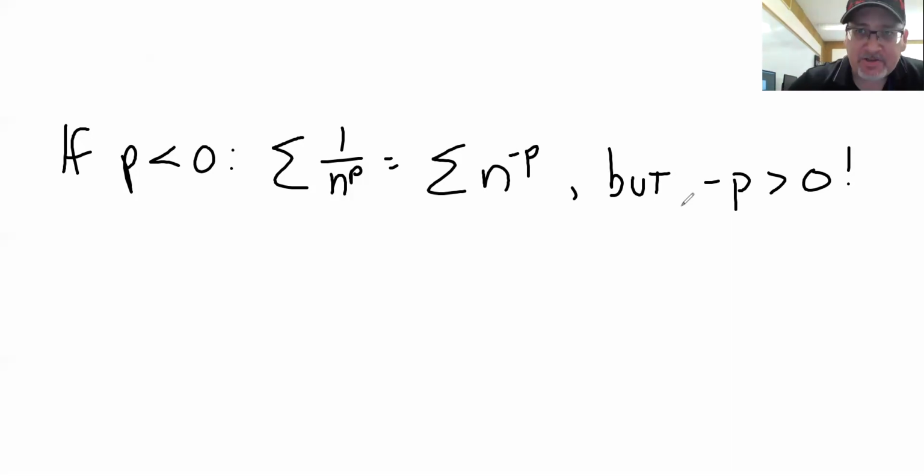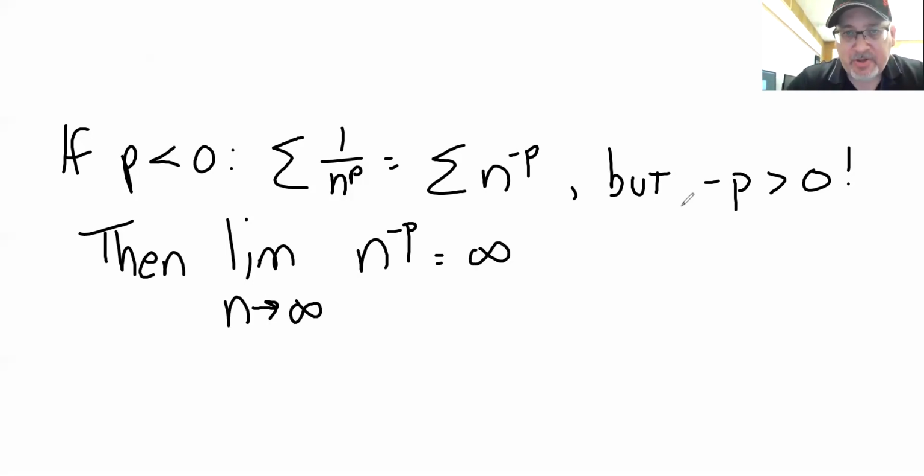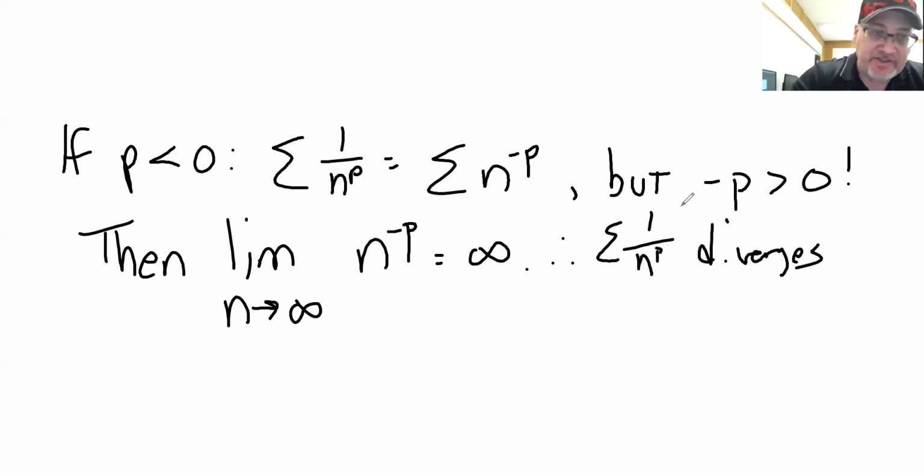Well, if that power is positive, then the limit as n approaches infinity of n to the negative p would be infinity, because if you raise a larger and larger number to a positive power, it continues to become infinitely large. This is like when we analyzed r to the n in geometric series: anytime you raise a number to a positive power and that base keeps getting larger, so does the value. So therefore, we know that the series 1 over n to the p diverges by the test for divergence.